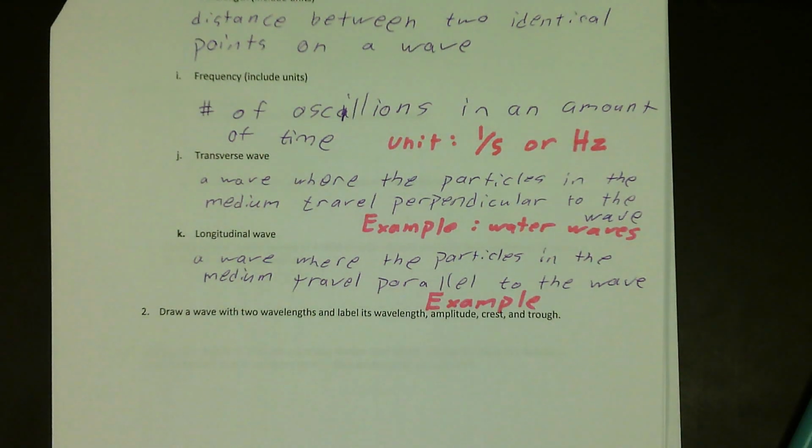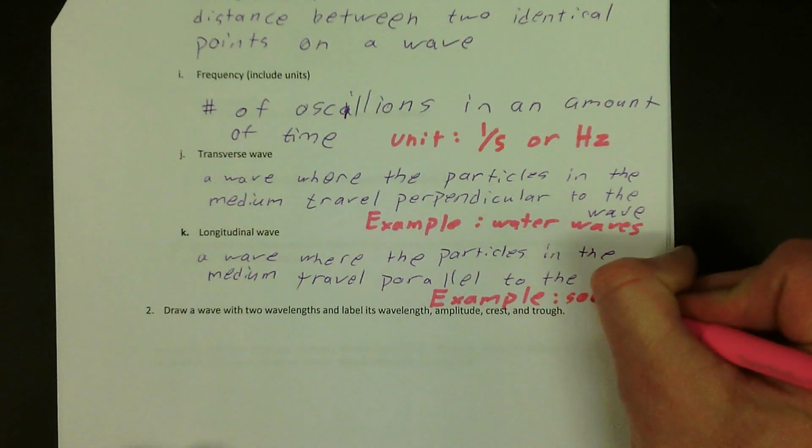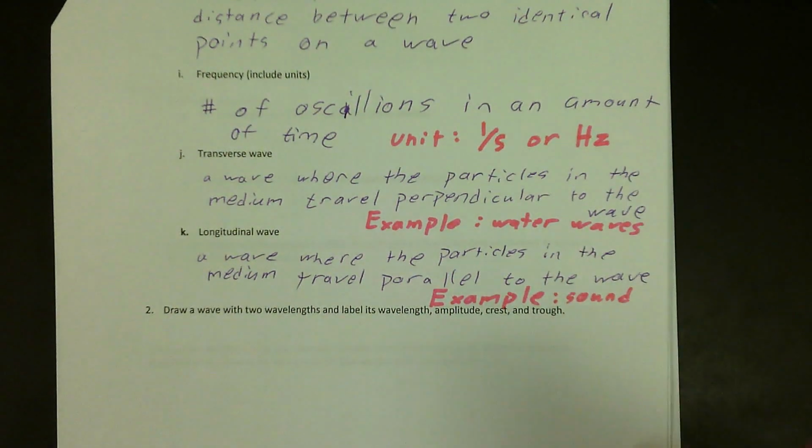There's lots of examples, but they're harder to see when you're looking at them. So the example I like is sound. Sound is a longitudinal wave. We'll do some other examples. What we're going to talk about for the next class is how these things relate to each other. How do we relate wavelength and crests and troughs and amplitude, how we put all those things together. So we'll work on those next time. Any questions for me?